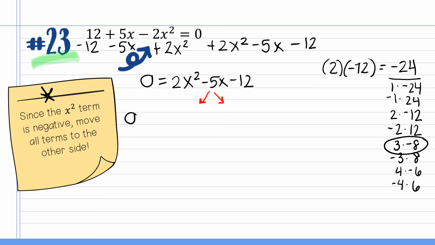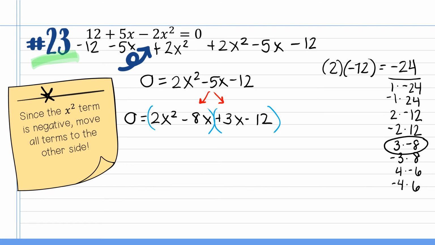I'm going to keep my 0 on the left-hand side, just for fun. I'm going to rewrite my problem as 2x squared. Now I'm going to split my -5x into 3 and -8. I'm just going to write them backwards, minus 8x plus 3x minus 12. Now that I have 4 terms, I can go ahead and factor by grouping.